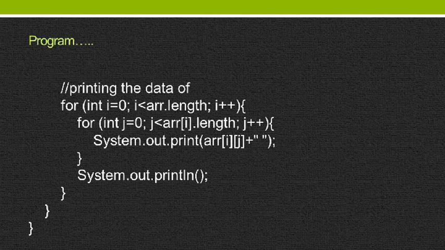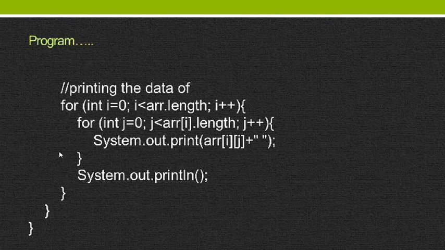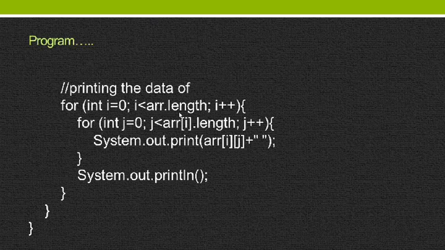Now if I want to print this, for i equals 0, and we have discussed that arr dot length is the number of rows, arr i dot length, that is for each row it will find out the length, and here we are not printing the length but we are printing the elements directly.